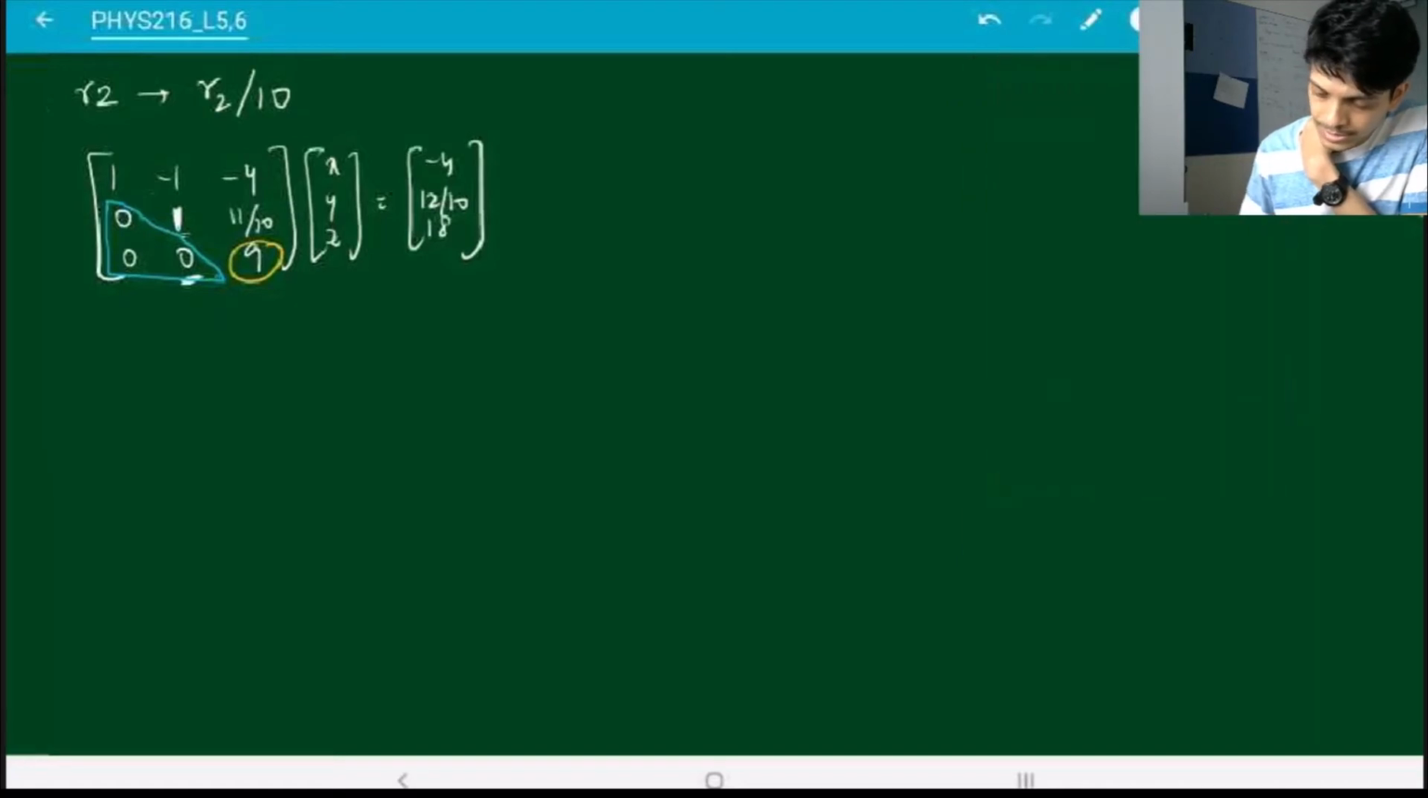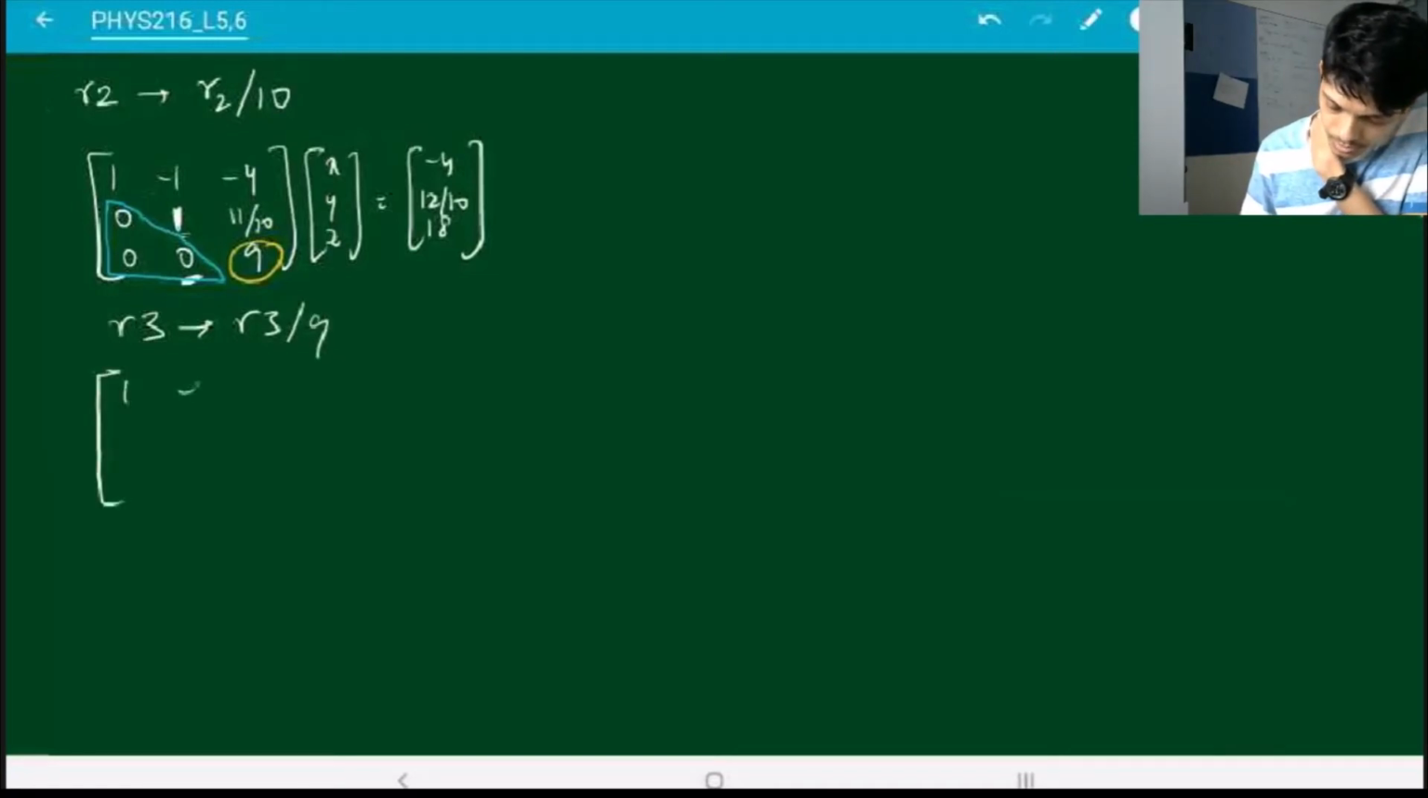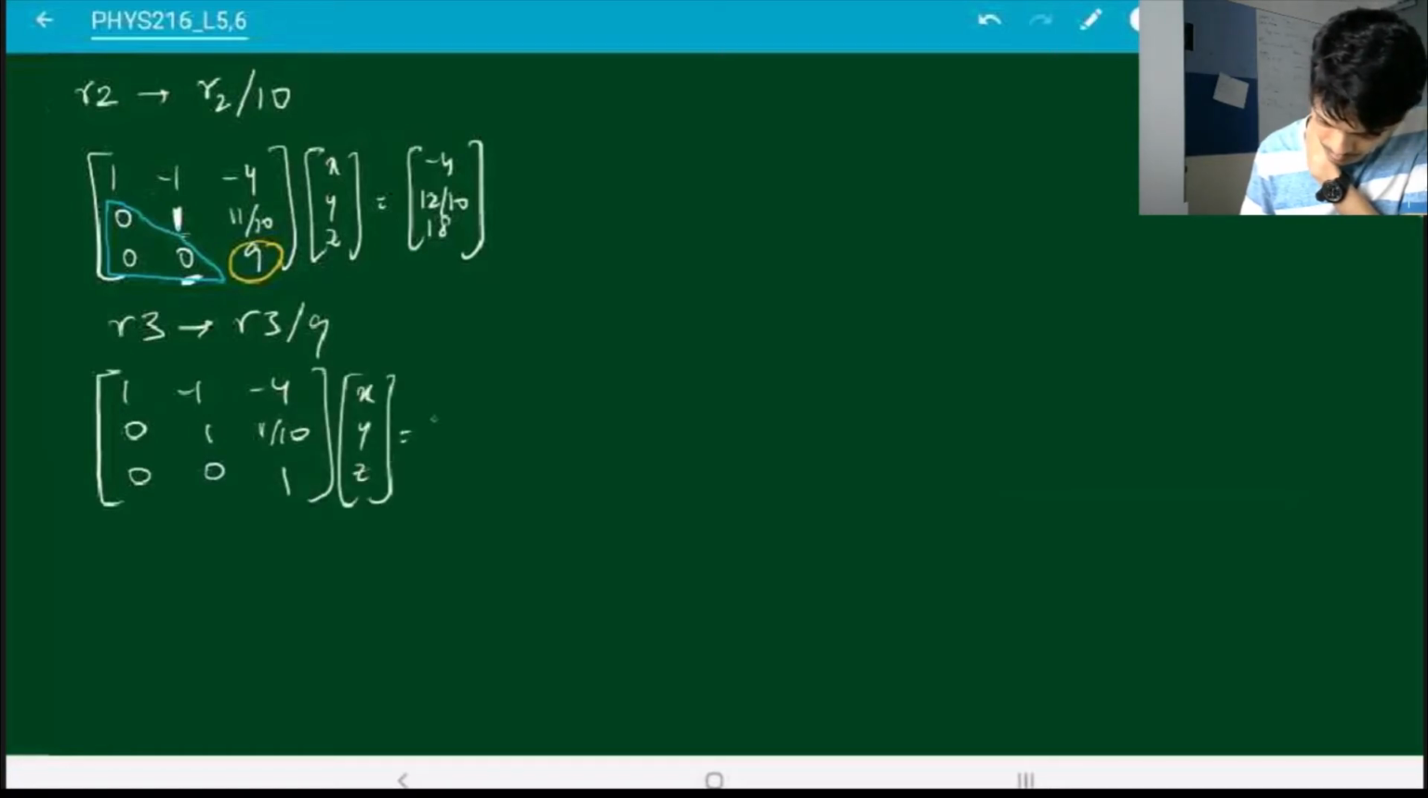So how should I make this 9 into 1? Well, I can divide this entire row by 9. So R3 goes to R3 divided by 9. Nothing is changing in the first two rows, and this third row gets divided by 9.